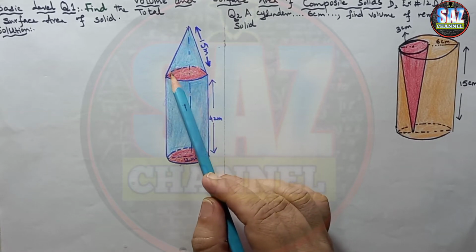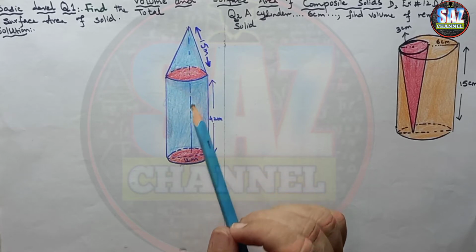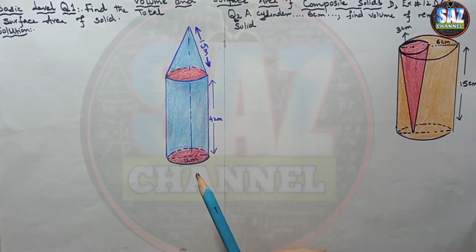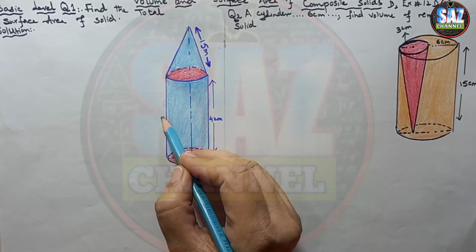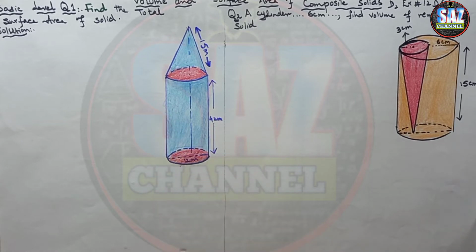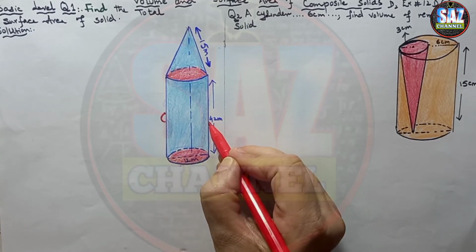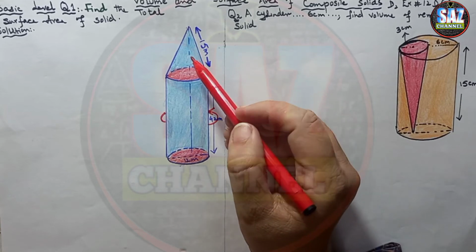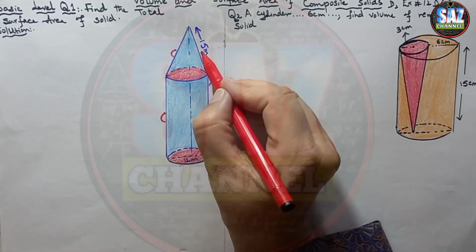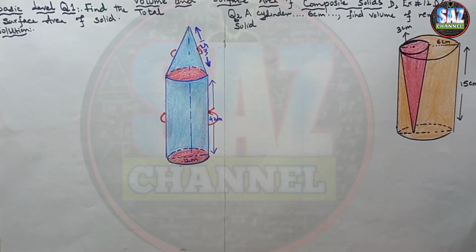So if we are not including this circular portion for the calculation of area, that means that we have to find the area of the base of cylinder. Then we have to find the curved surface area of cylinder, and then coming to the top portion, we have to find the curved surface area of cone. I hope you are clear how we are going to find the surface area of composite figures.